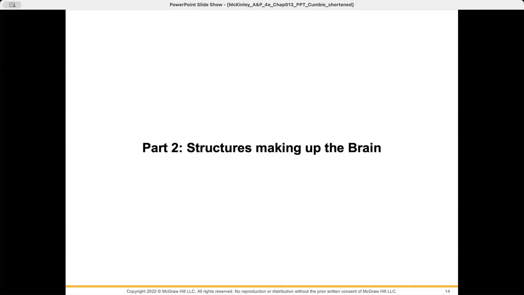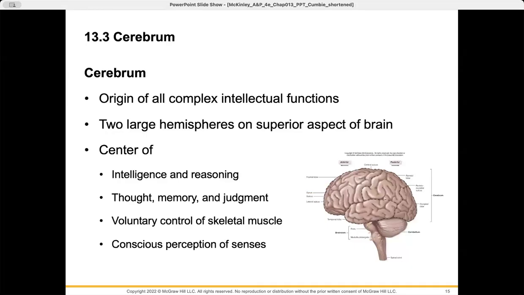So let's get into the brain tissues. So we'll start with cerebrum, okay? And cerebrum, again, is this very large portion of the brain. It's separated into 2 hemispheres, right and left, but it's also designated into lobes, which have their own complex intellectual functions. We're going to go into all of those aspects for these. Collectively, cerebrum is your center for intelligence and reasoning, thought, memory, and judgment, muscle control, conscious perception of senses. There's a lot going on here, and we're going to look at these functions by lobe, okay?